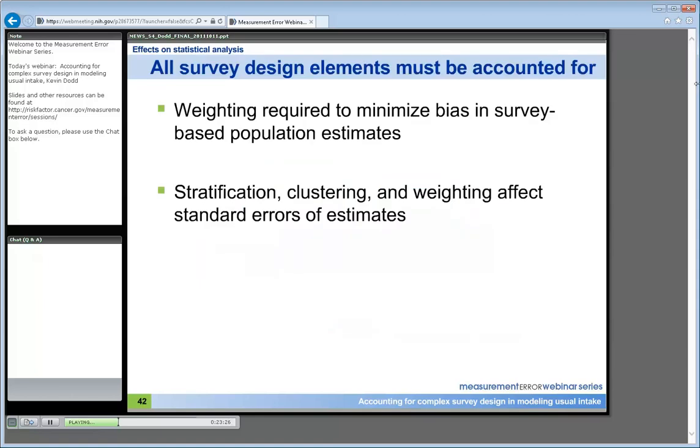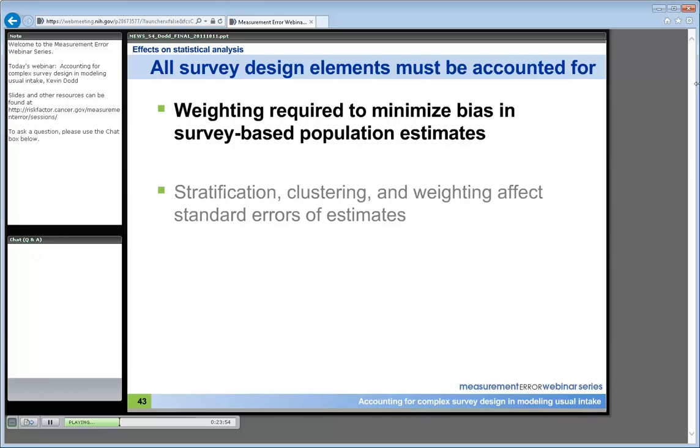I've mentioned before that incorporating some or all of the complex survey design elements can affect the precision of your estimates. And I'll talk more about that later when I talk about standard errors. But before I do that, I want to talk about the companion to precision, which is bias. In practice, you have to account for the effects of all of the survey design elements that go into collecting the data you have on hand, because you want to make sure you get unbiased estimates and you want to get precise estimates.